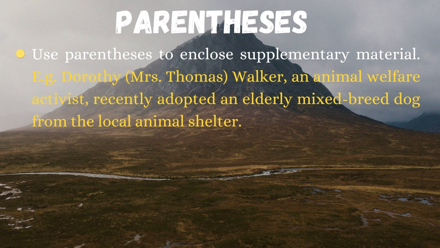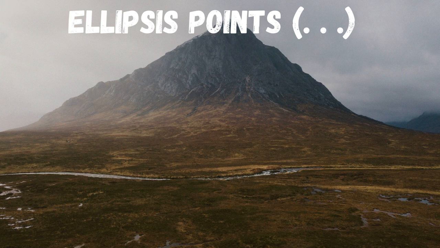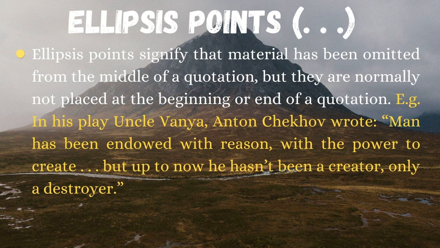Use parentheses to enclose supplementary material. Example: Dorothy (Mrs. Thomas Walker), an animal welfare activist, recently adopted an elderly mixed-breed dog from the local animal shelter. Ellipsis points. Ellipsis points signify that material has been omitted from the middle of a quotation, but they are normally not placed at the beginning or end of a quotation. Example: In his play Uncle Vanya, Anton Chekhov wrote, "Man has been endowed with reason, with the power to create... But up to now he hasn't been a creator, only a destroyer."